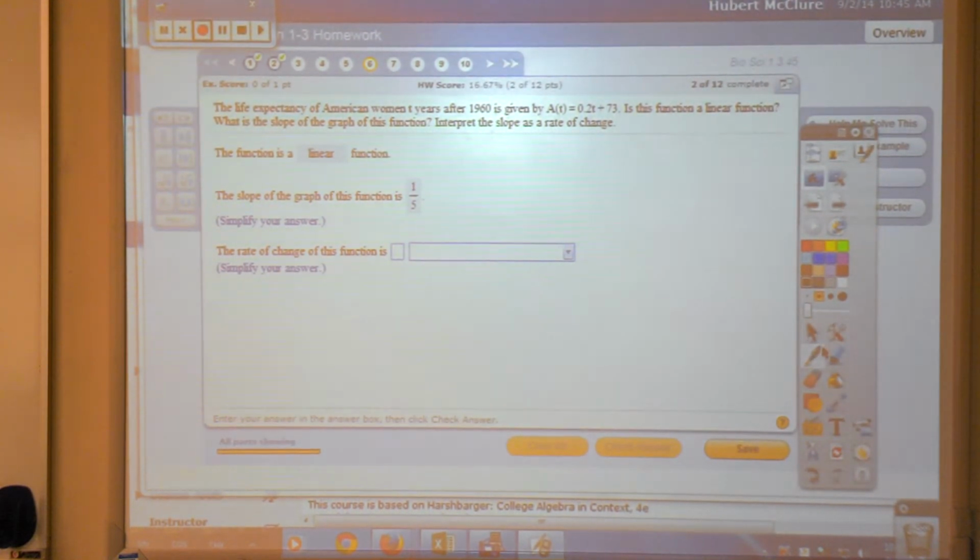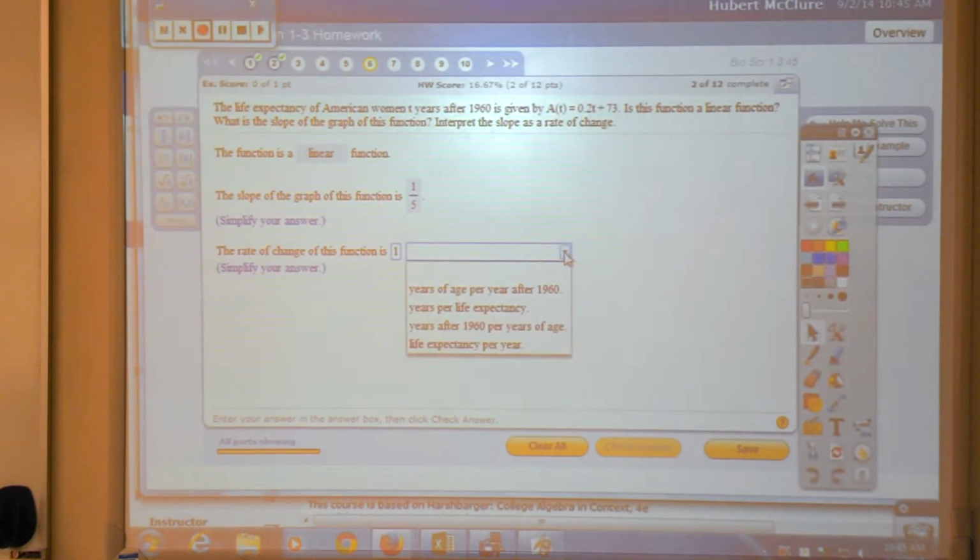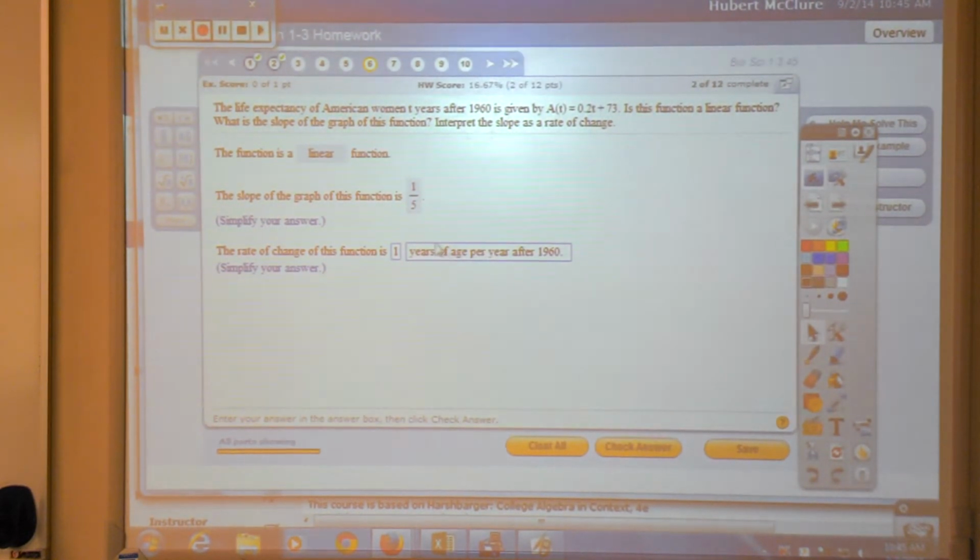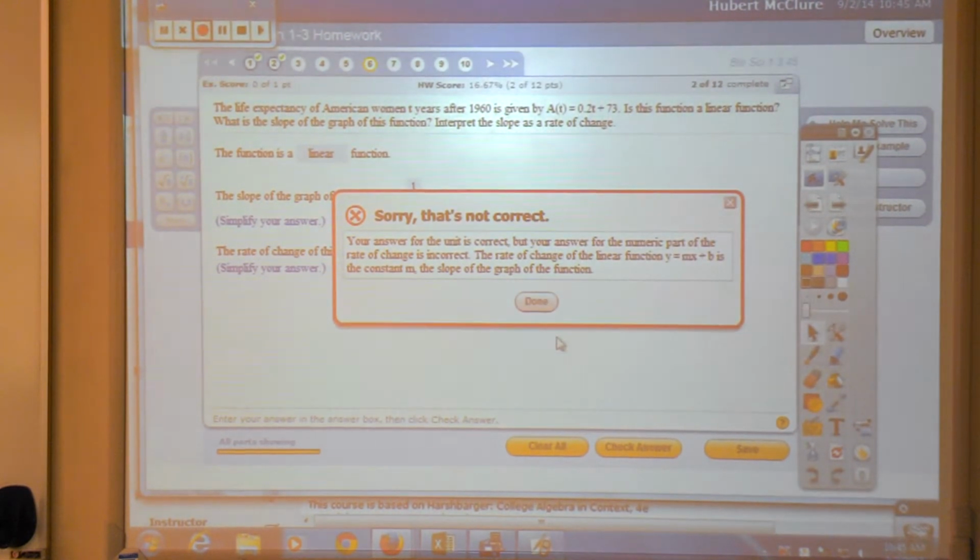The rate of change is 1, that's what I would do, 1 life expectancy per the years after there. That's what I would say. I don't understand the question, so I'm just going to hit it.